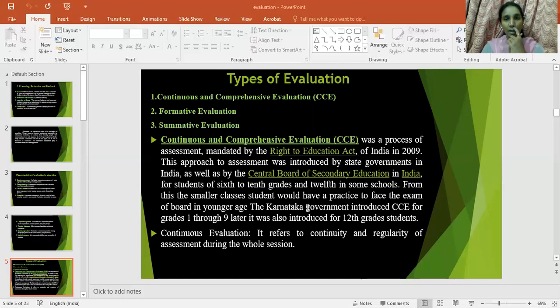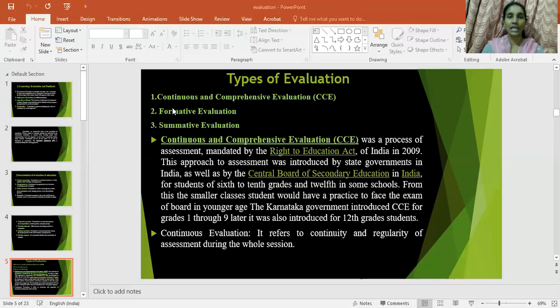The next point which we are going to study is types of evaluation. Here there are three types of evaluation. The most important types are in this. There are two important types actually, but they have added one more in this. So now they have made it three.